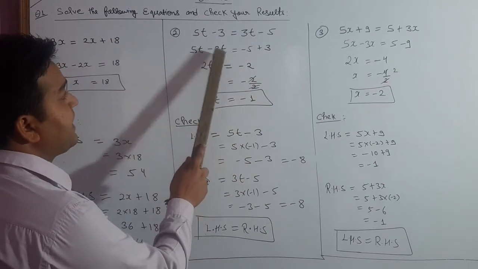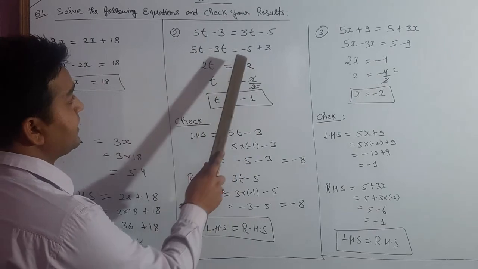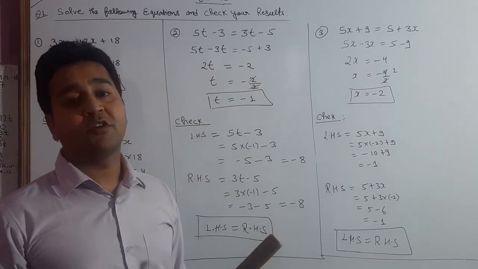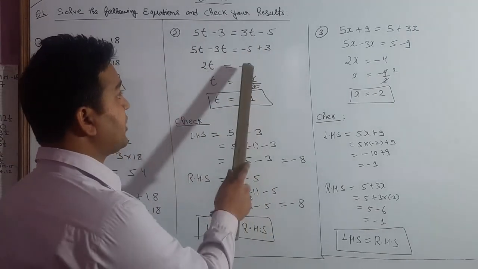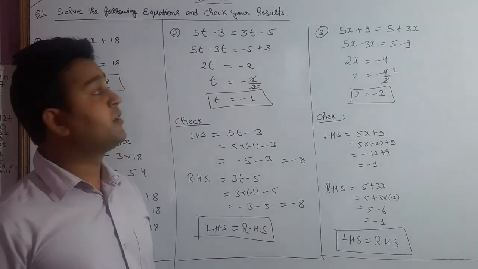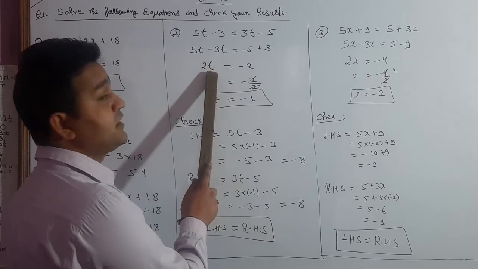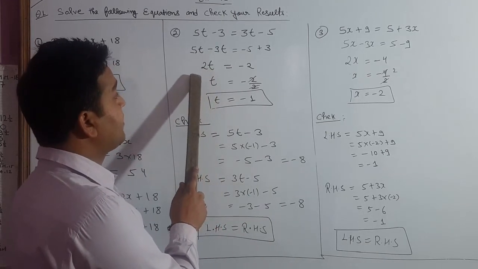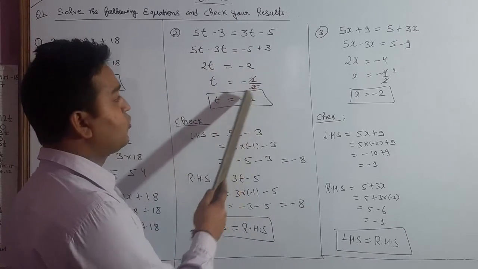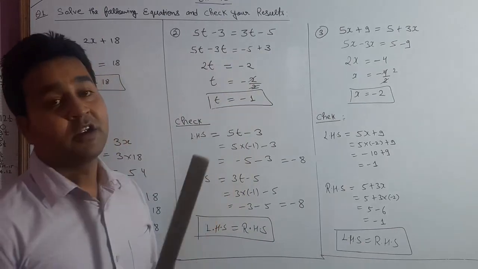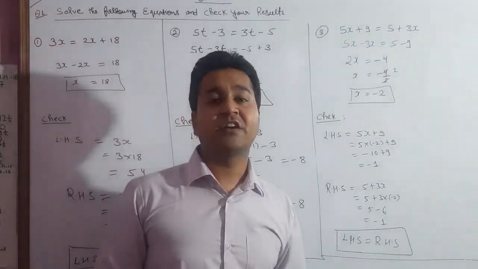Now 5t minus 3t, what you get here is 2t, and minus 5 plus 3, what do you get? Minus plus minus, you get 2. And what is the sign of the greater number? Minus, so you put minus here, you get minus 2 here. Now just find the value of t. 2 here is multiplied, when it comes to this side it becomes divide, then 2 cut by 2, it becomes minus 1. Now you have to check whether your answer is right or wrong.